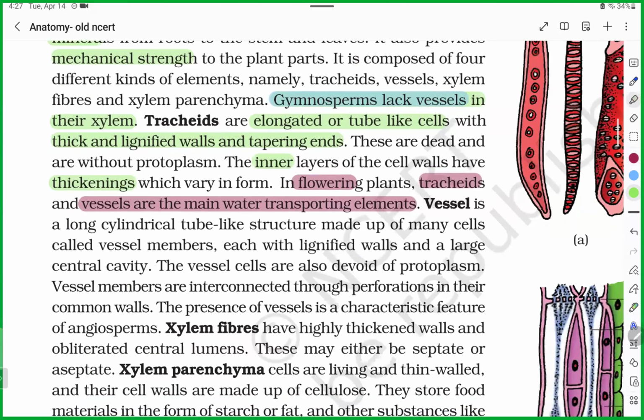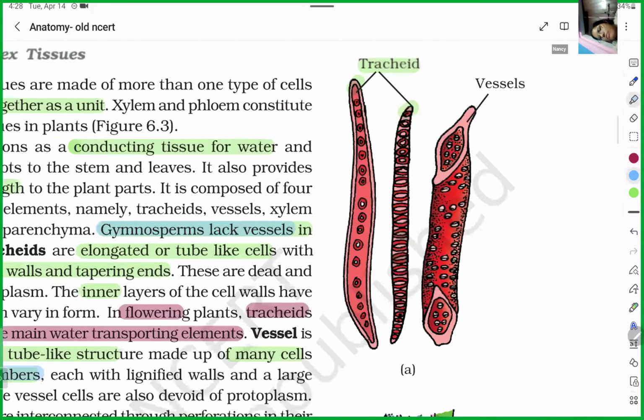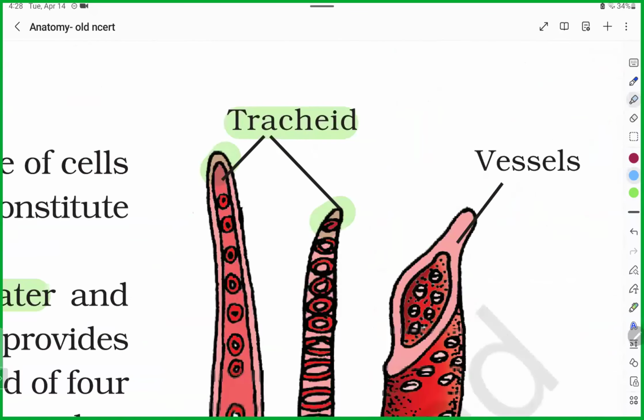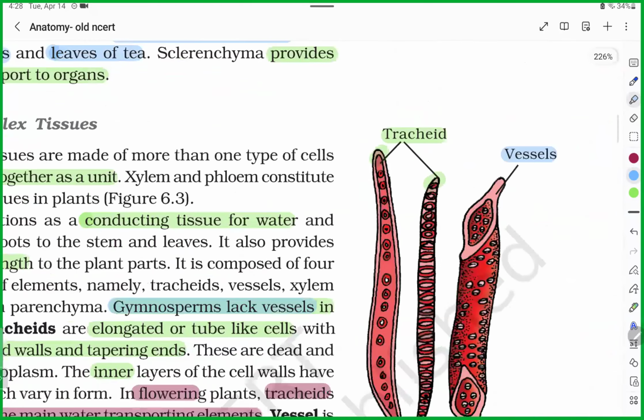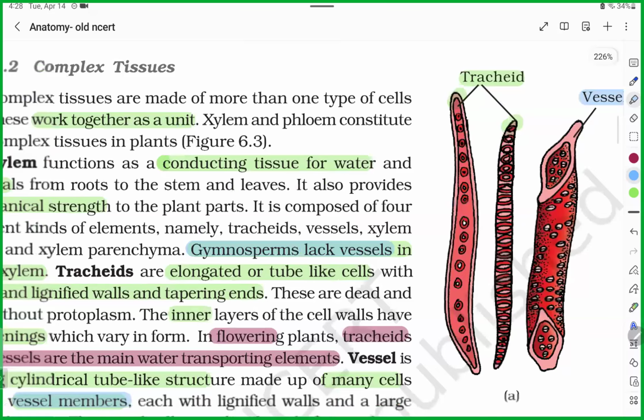Second is vessel. Vessel are cylindrical in shape, look like a tube, and are made up of many cells, known as vessel member. Correct? So vessel member is not made up of single cell, but multiple cell. Same lignified cell wall, it means dead, and large cavity. You can see the difference between trachea and vessel. Vessel is wider than trachea.